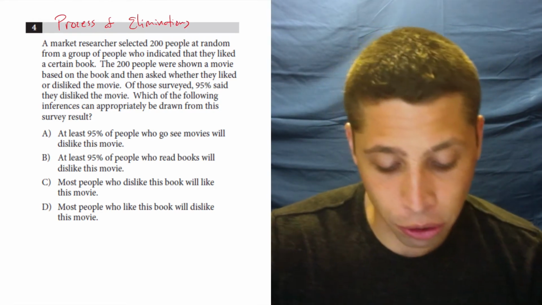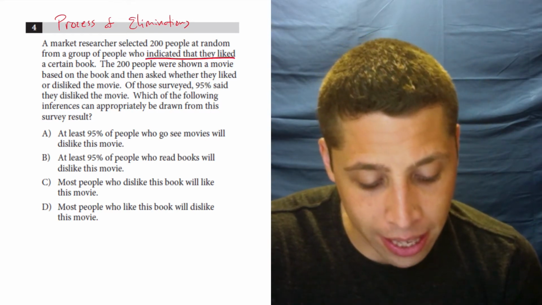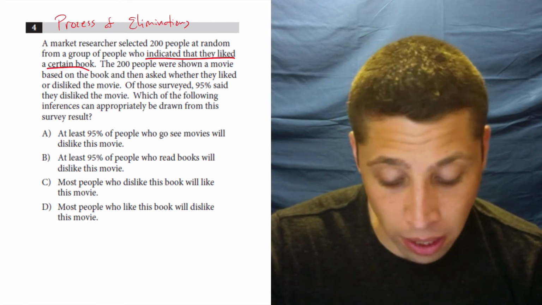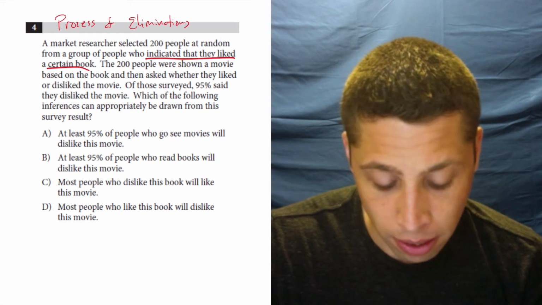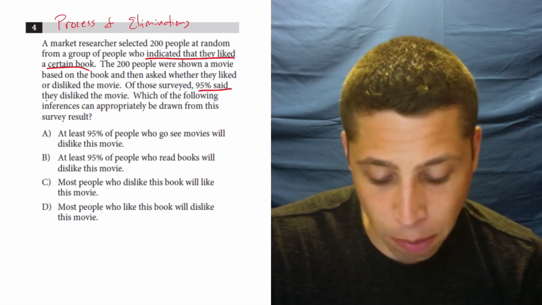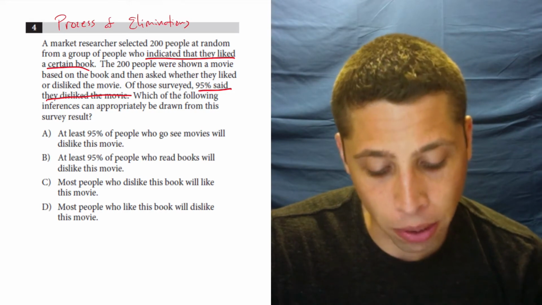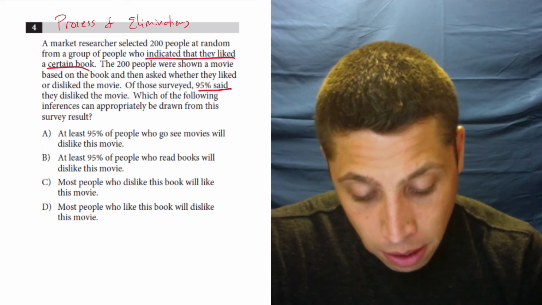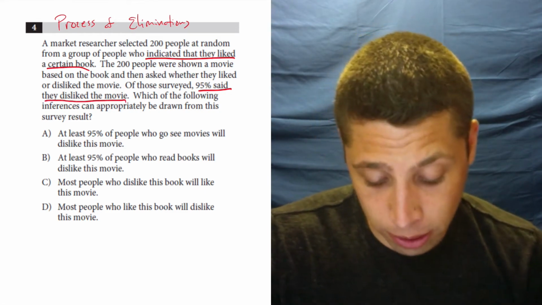A market researcher selected 200 people at random from a group of people who indicated that they liked a certain book. The 200 people were shown a movie based on the book and then asked whether they liked or disliked the movie. Of those surveyed, 95% said they disliked the movie. Which of the following inferences can appropriately be drawn from this survey result? So let's go to the choices. Let's analyze them one at a time.